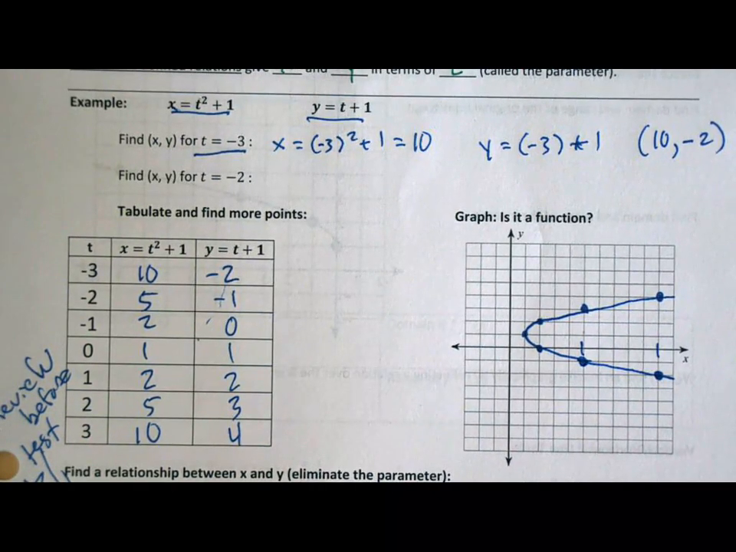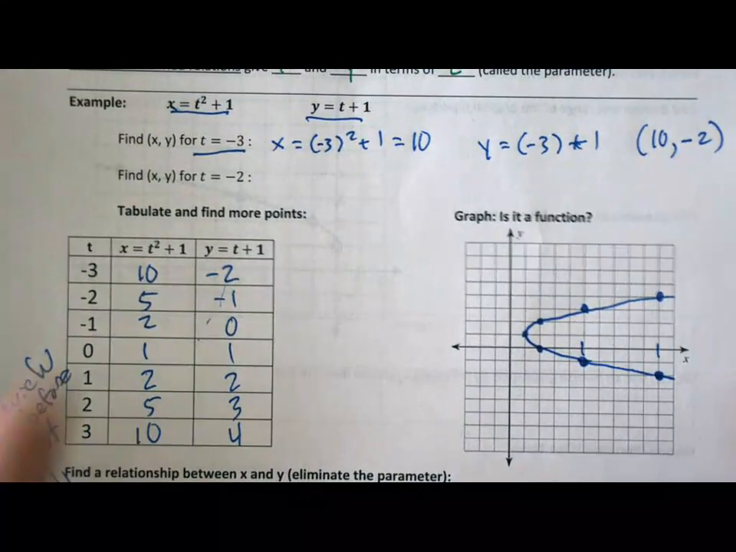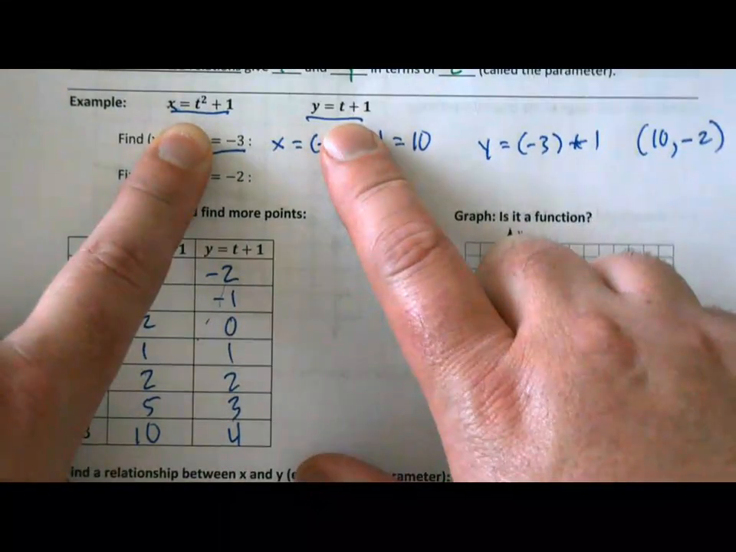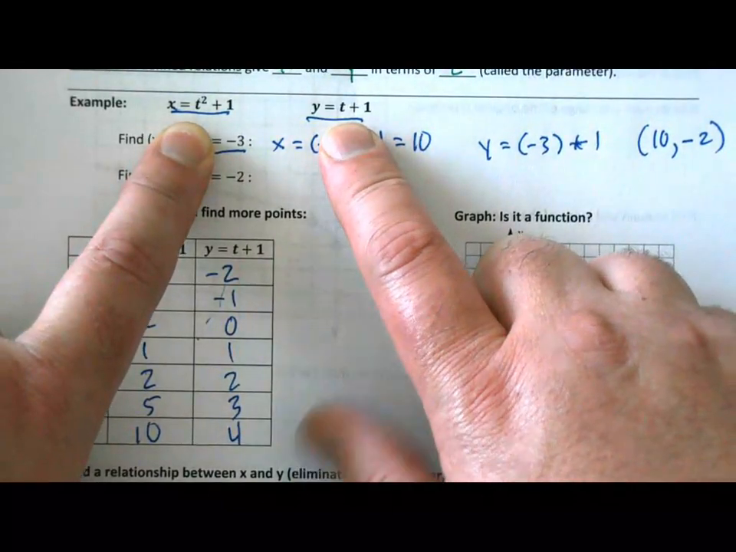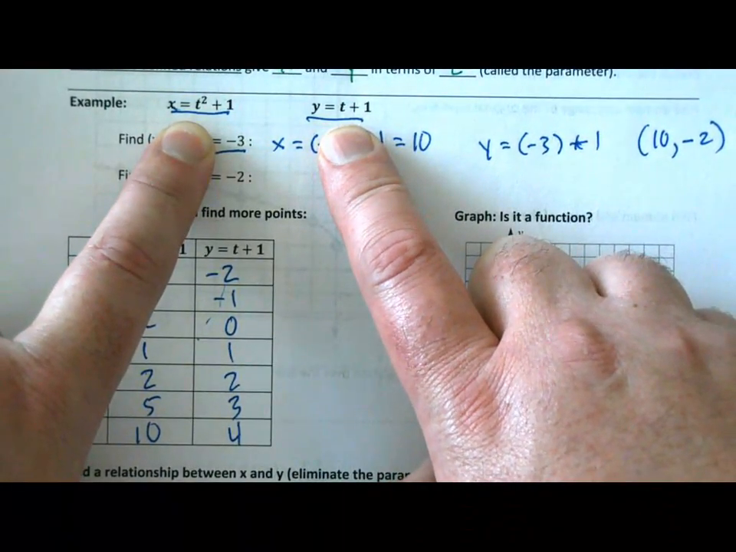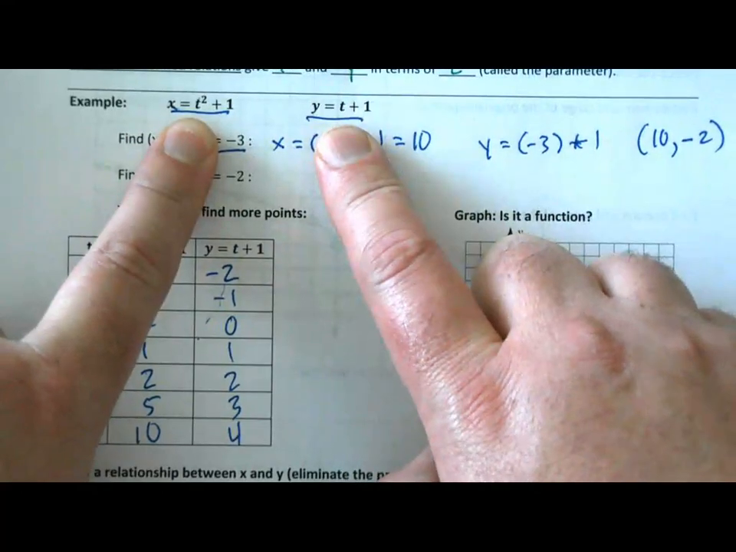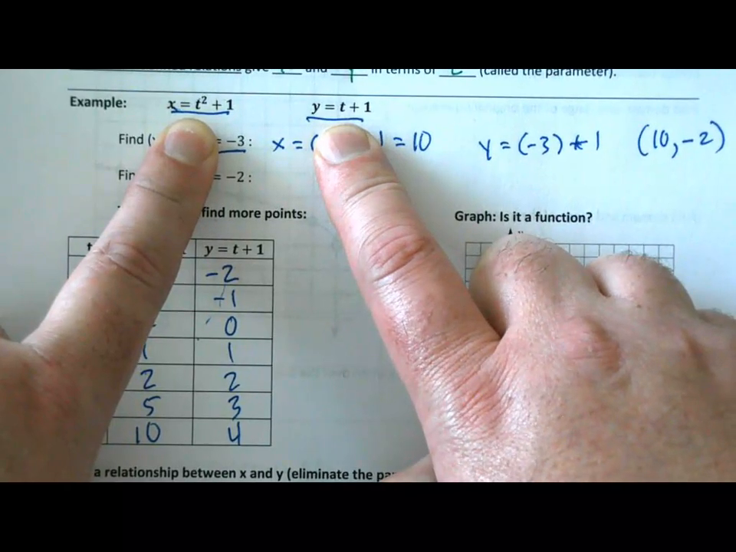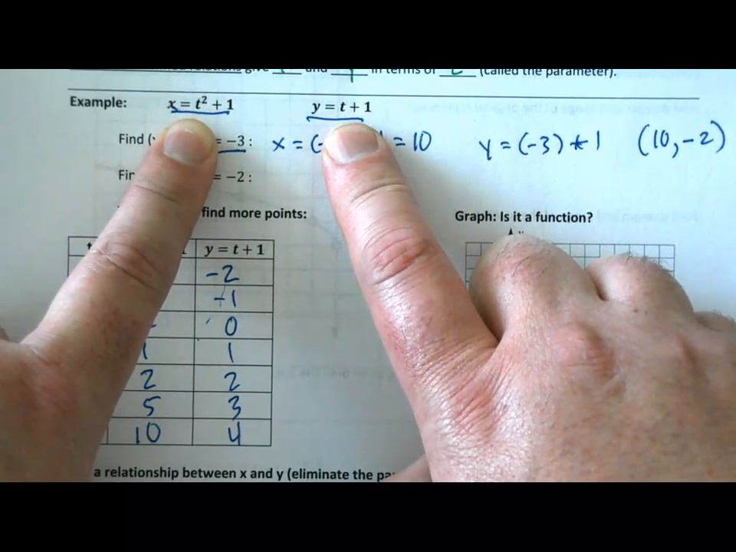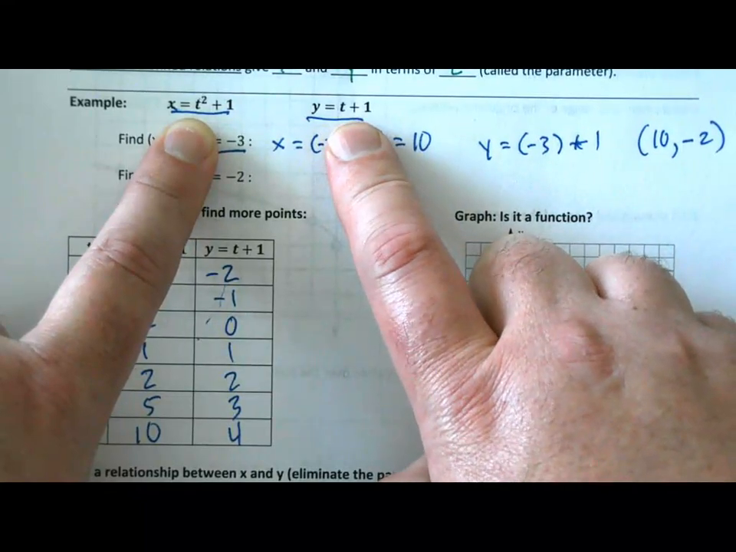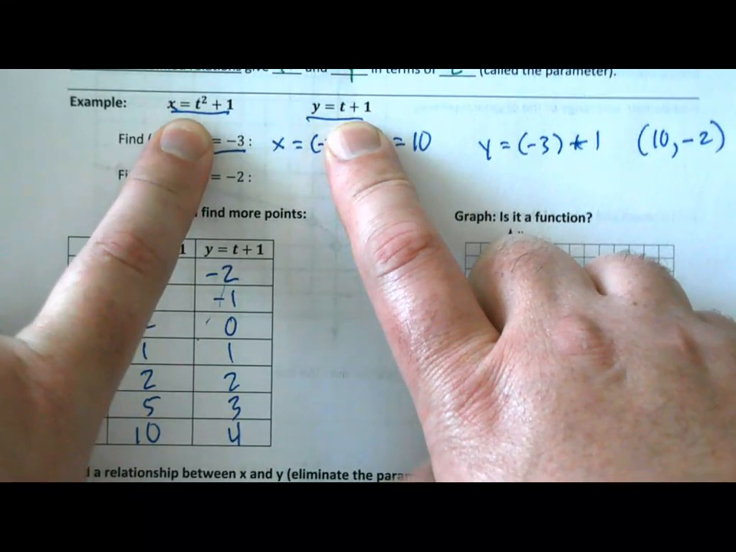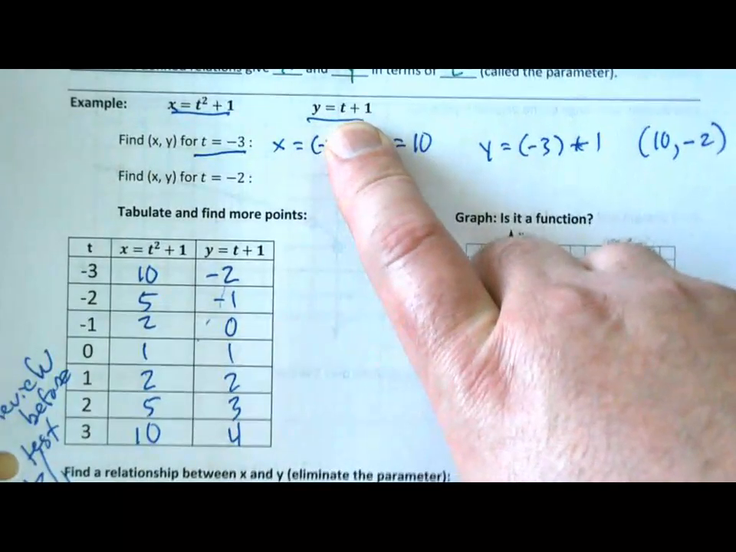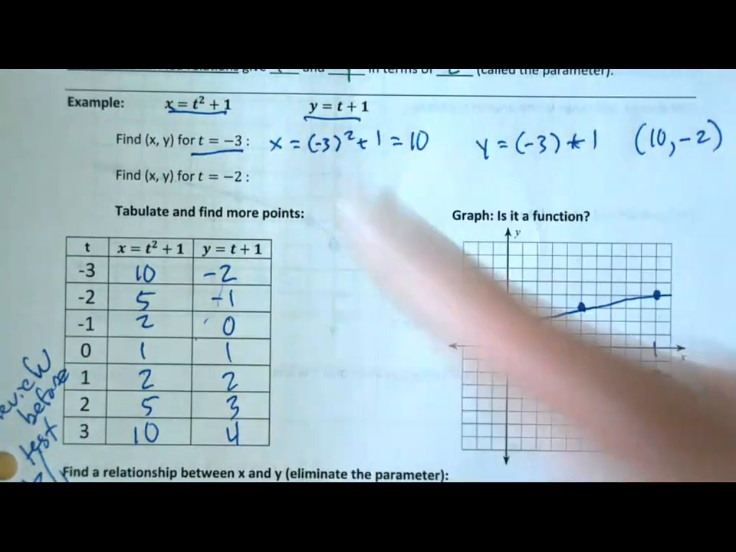So if you had your choice with this set of parametric equations, would you choose to get rid of t in the x equation or the y equation? There's no wrong answer here, but which one would be simpler? I think the y equation looks simpler to get t by itself. We could just subtract 1 from both sides. Here it looks like we'd have to do a square root on both sides, and we might have to do a plus or minus. This is not going to require that.